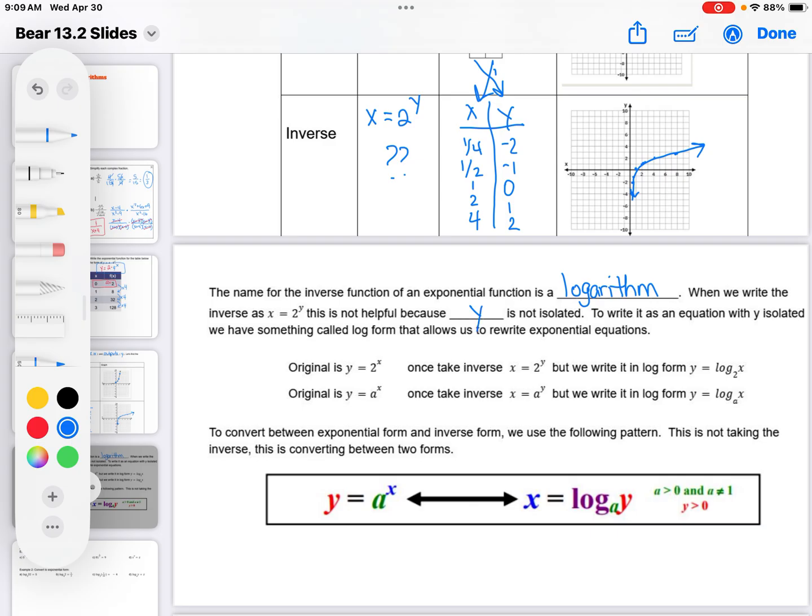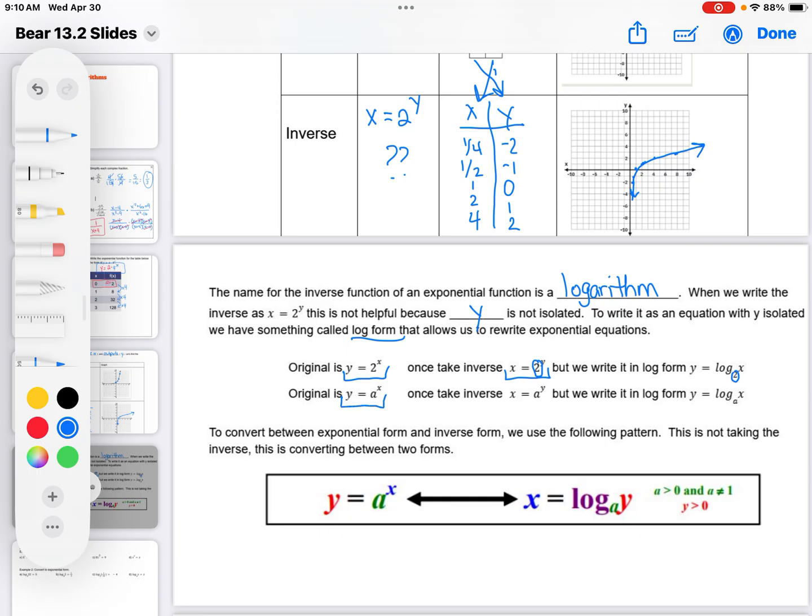To write it as an equation with y isolated, we have something called log form that allows us to rewrite exponential equations. So if you have an equation like y equals 2 to the x, when we do our inverse, you end up with x equals 2 to the y. So we're going to write this in log form. We're going to take the logarithm of both sides of our equation. Whatever the base of your exponential is becomes the base of your logarithm, and this can be generalized for any base.